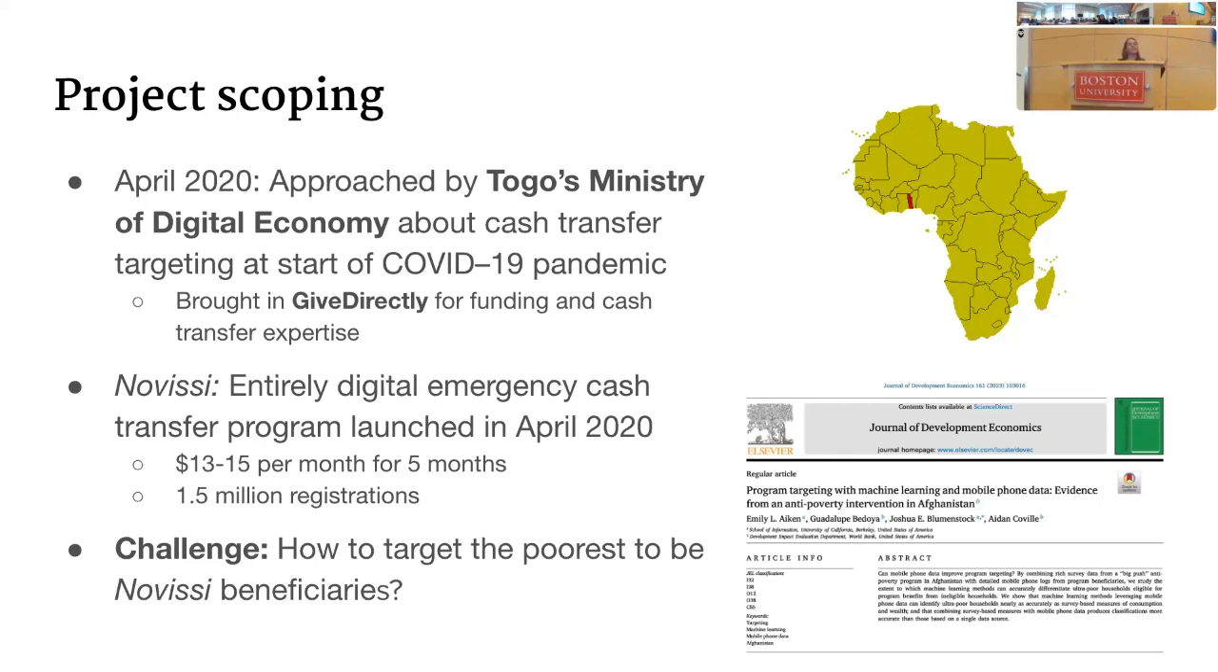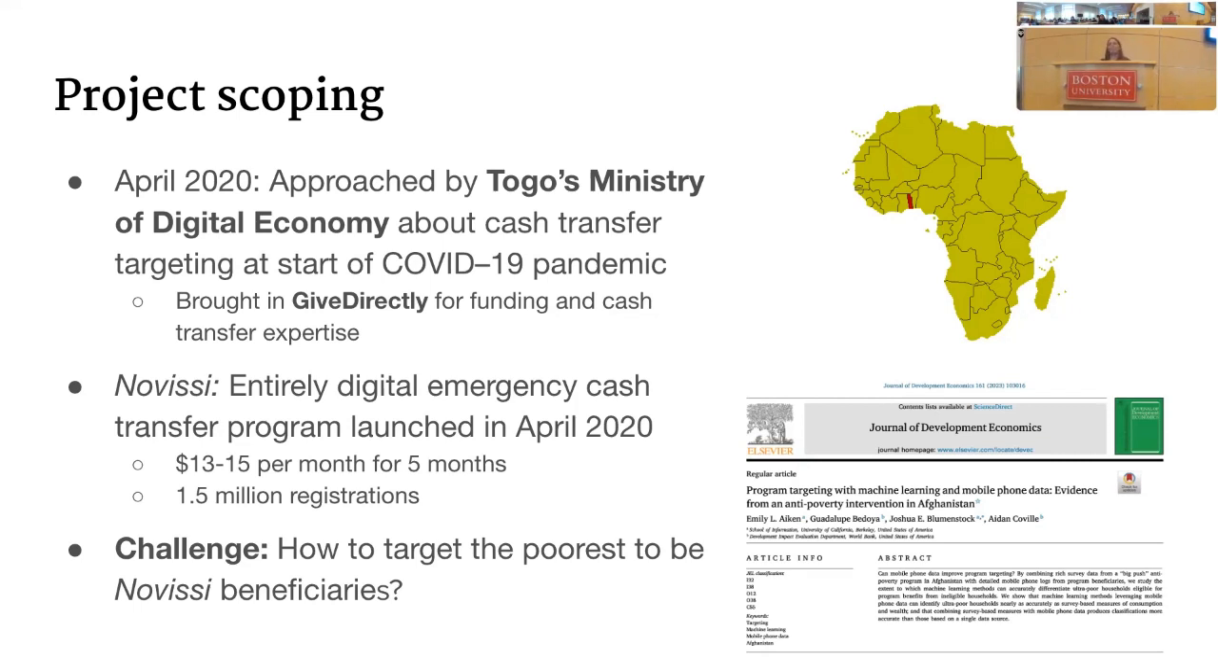We also ended up forming a three-way partnership. Originally it was the Ministry of Digital Economy in Togo and ourselves, to work on the cash transfer targeting algorithm. And we also brought in the NGO Give Directly. They've been interested in exploring these types of approaches for a while. They had a bunch of funding to provide cash transfers using machine learning targeting approaches, and also a ton of expertise in delivery of cash. So it became this three-way partnership between ourselves, Give Directly, and the government that ended up rolling out this program called Nodisi, which is an entirely digital cash transfer program.